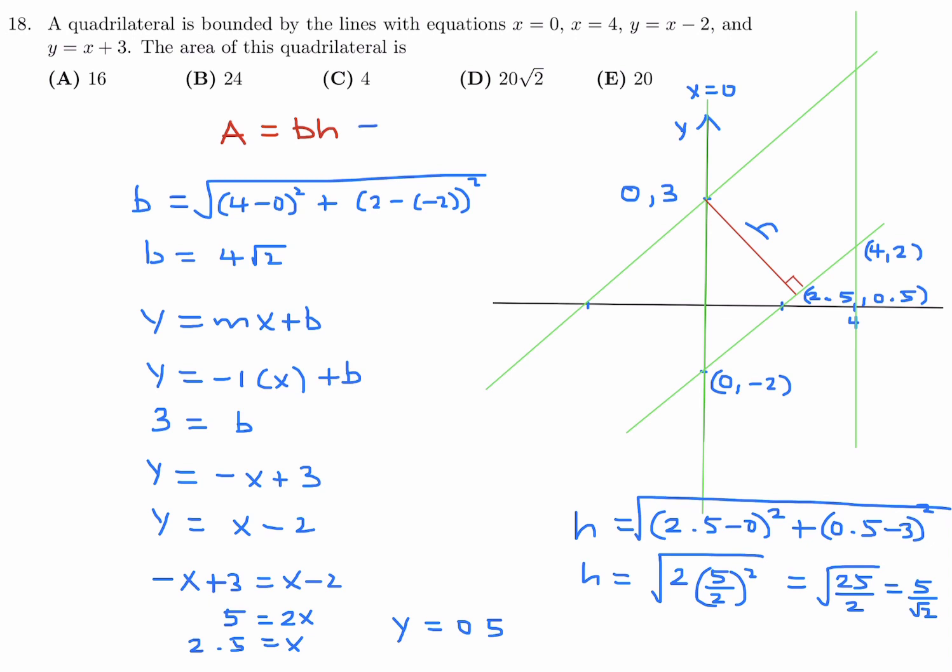Okay, so now we come back here to the very beginning. Base times height. The base was right here, 4 root 2, and then the height we just figured out was 5 over root 2. And therefore the root 2's cancel, and I just get 4 times 5, which is 20. And therefore number 18, the answer is E.